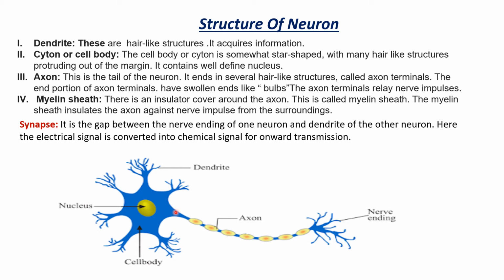Now one part of the cyton is extended. It is the tail of a neuron, we call it. It extends down, and it ends with a nerve ending here. You can see several hair-like structures called axon terminals. These are axon terminals, right? And these terminals are quite swollen at the end. They have swollen ends, just like bulbs. I'll show you here.